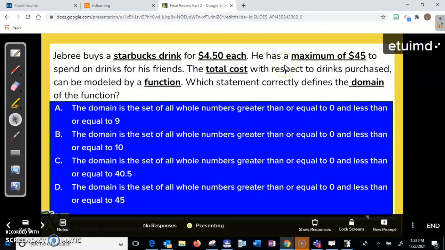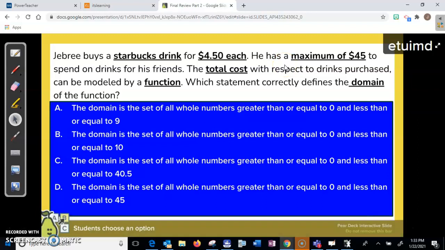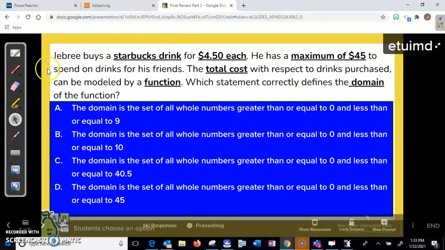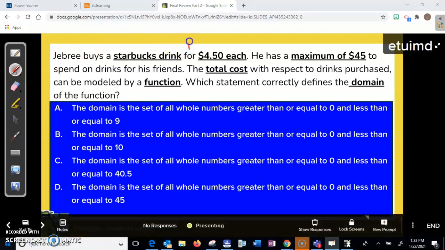This question says Jabri buys Starbucks drinks for $4.50 each, so that's my slope. He has a maximum of $45 to spend on those drinks for his rents. The total cost with respect to drinks purchased can be modeled by a function. Which statement correctly defines the domain of the function? So domain is your x values. That's what you need to remember.